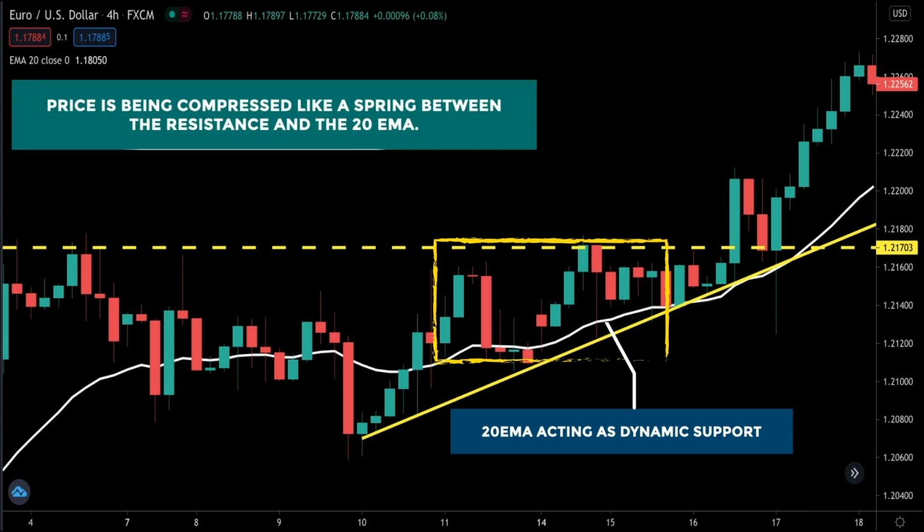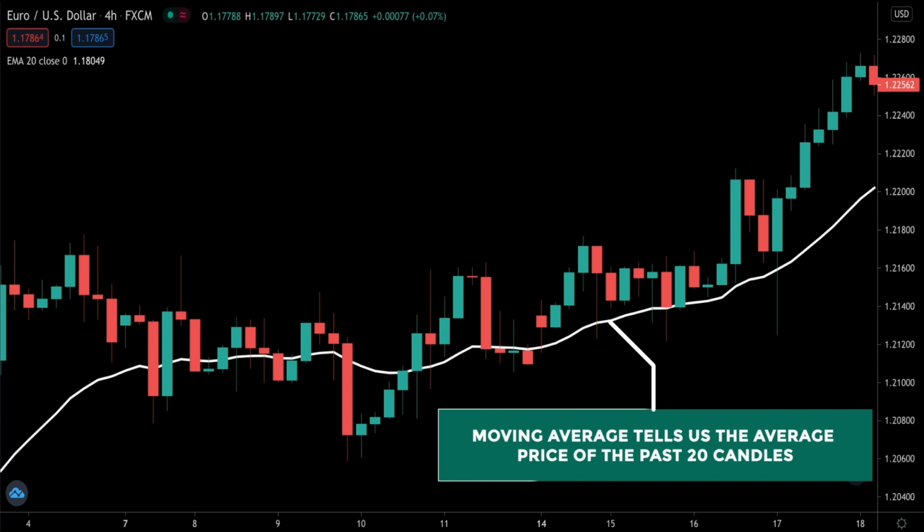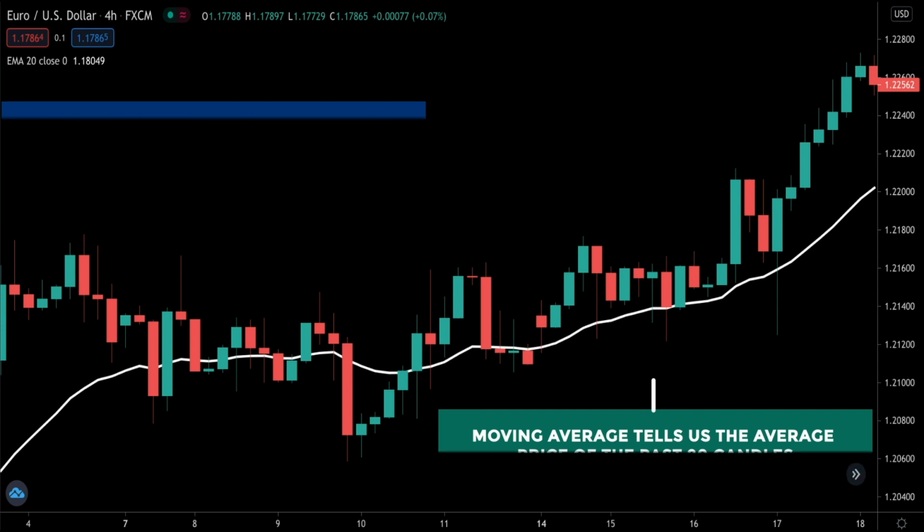Price is being compressed like a spring between the resistance and the 20 EMA. This is a sign of strength because it tells us that the buyers are buying high into resistance and attempting to squeeze out the bears. Remember that the 20 period exponential moving average tells us the average price of the past 20 candles. So if it's rising, that means that the bulls are buying higher on balance. The underlying psychology is similar to what I explained earlier about the swing lows getting higher. It's the same concept here.